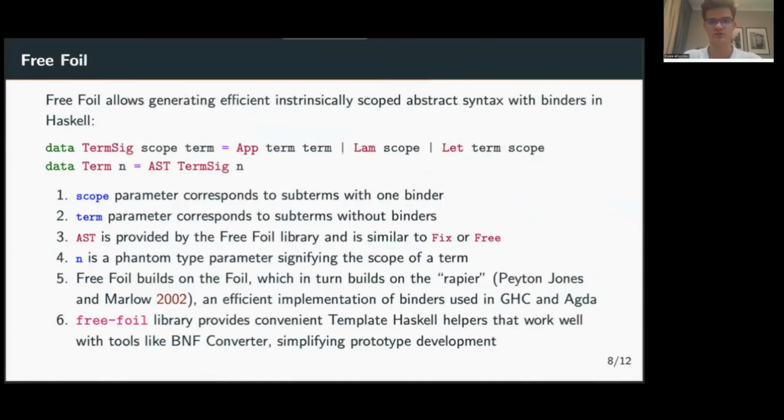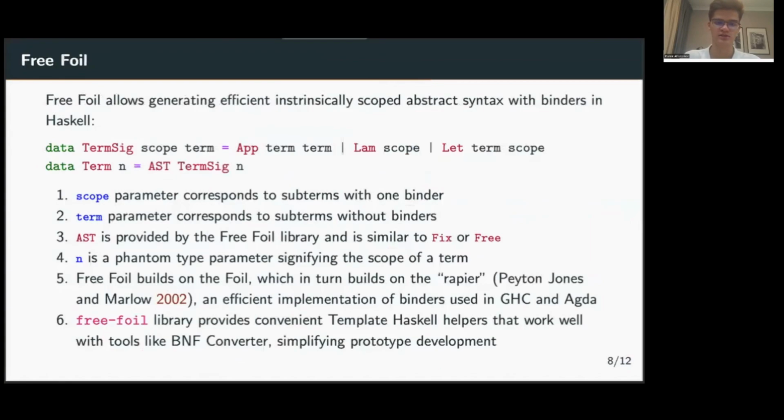Free-foil allows us to generate an efficient, intrinsically scoped abstract syntax with binders. Here, the signature is given by a data type with 2 type parameters. The scope parameter corresponds to subterms with exactly 1 binder, like the body of a lambda abstraction or let binding. The term parameter corresponds to plain subterms, like the 2 subterms of a function application or the first subterm of a let binding. The type constructor AST is provided by the library and is akin to the fixed point combinator that automatically adds variables and binders in the correct places.